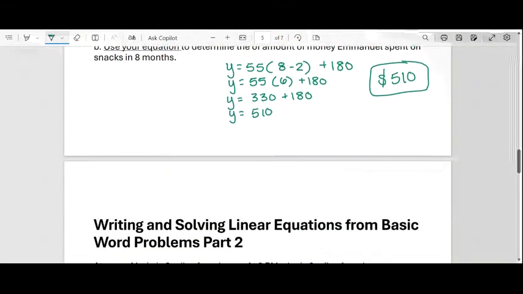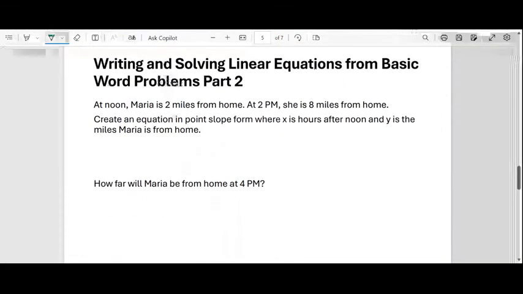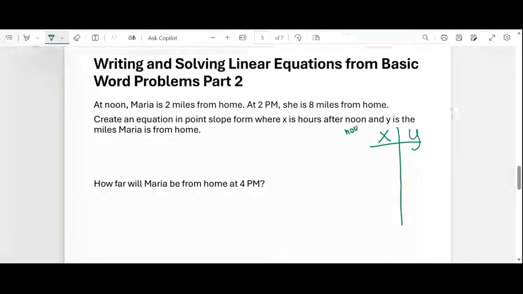All right. We are going to do 3 more here. So at noon, Maria is 2 miles from home, and at 2 p.m., she is 8 miles from home. We're going to create an equation in point slope form again, where x is the hours after noon and y is the miles Maria is from home. This one might sound a little bit tricky, but we're going to be really careful to note the units we're using. This is hours after noon, and this is the miles from home. Our first point says it's noon, right?